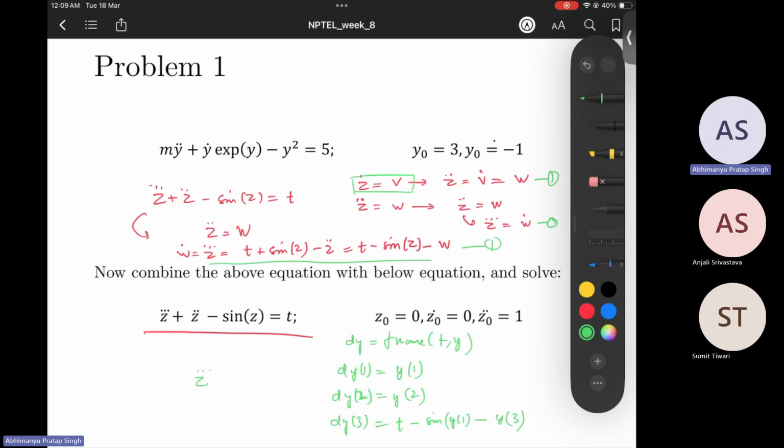Let me just cross check. Z dot is equal to v. That is fine. Z y2, that is this part. That should be y3. Fine.